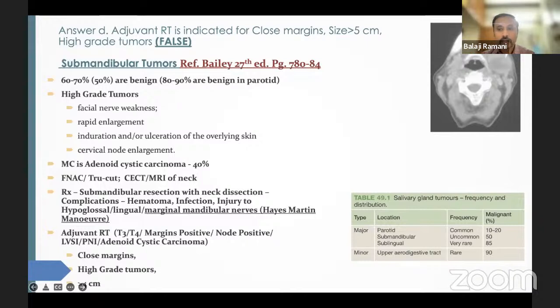So after you do that, then you can do a FNAC of the tumor, and then you can establish the diagnosis, do a CT scan, find out if there are any metastases, and establish that there is none. And after that, you can proceed with the management.